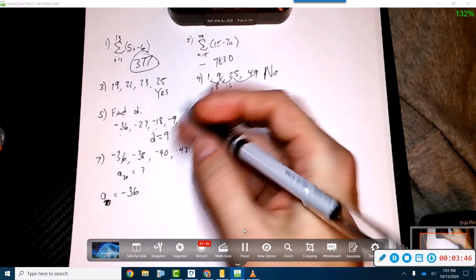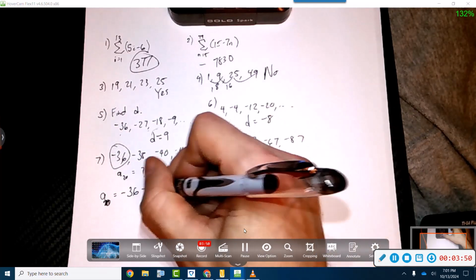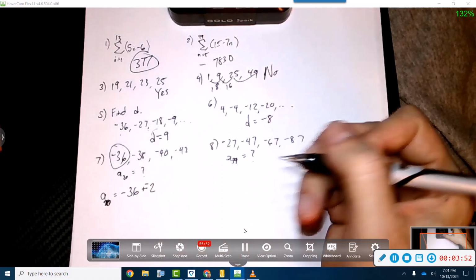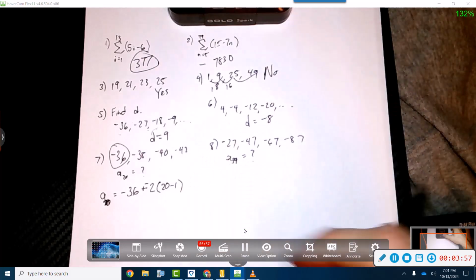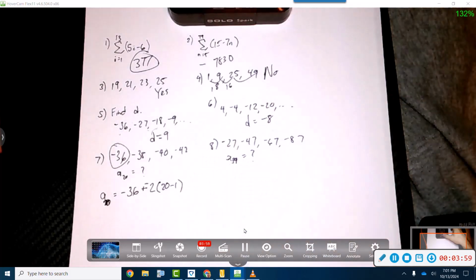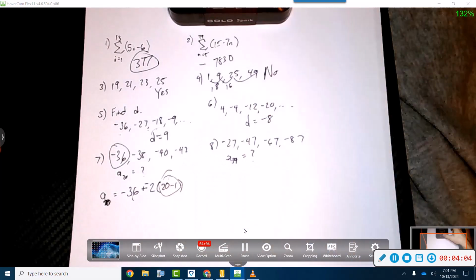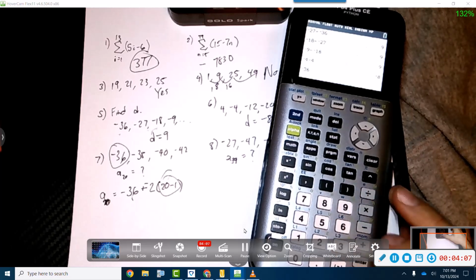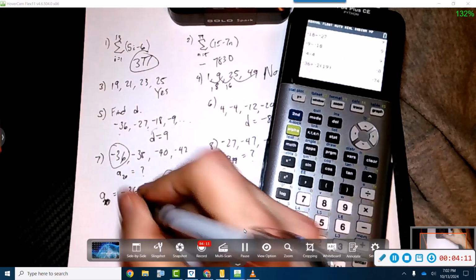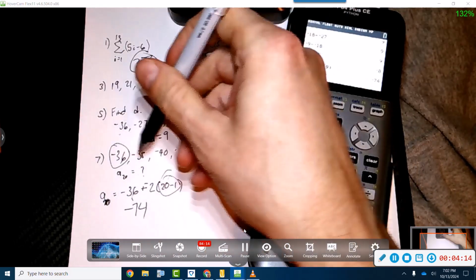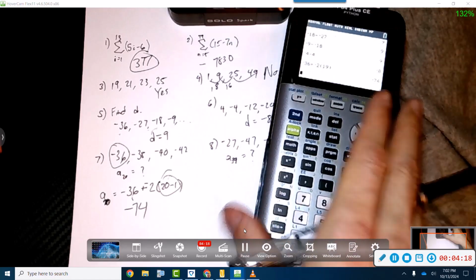We start out with negative 36, which is our A1. We know that we're going down by 2, so why not just put plus a negative 2? And we want the 20th term, okay? Which means we want 19 terms more than the first. So remember, that is why we're subtracting 1 in that formula. So negative 36 plus a negative 2 times 19 is going to give us negative 74. All right, so negative 74 is the 20th term in the sequence.